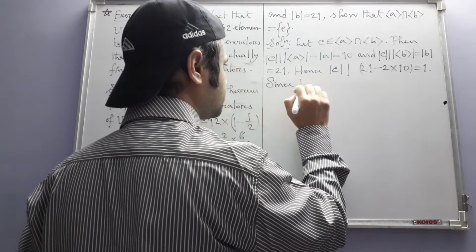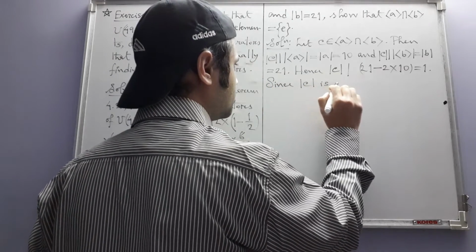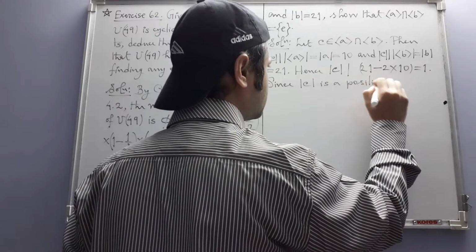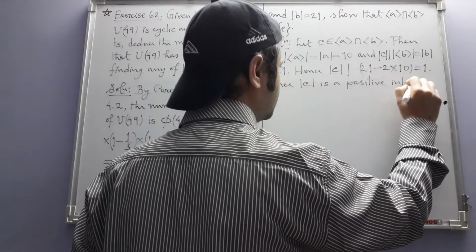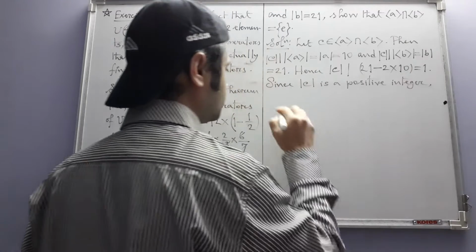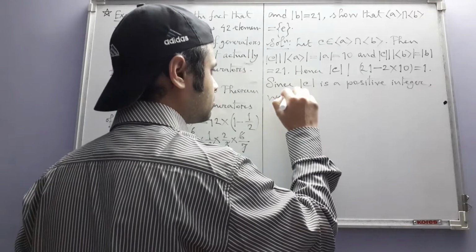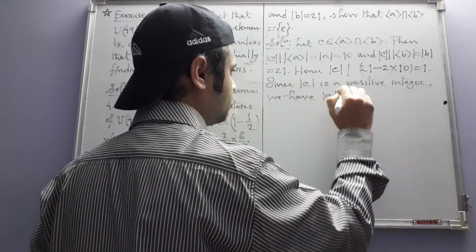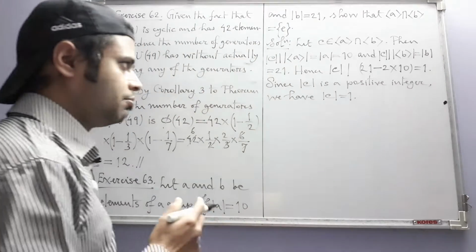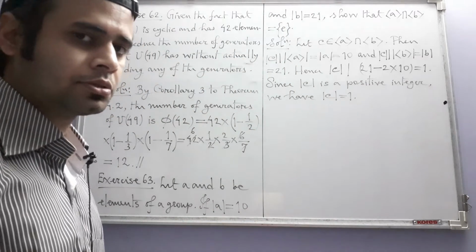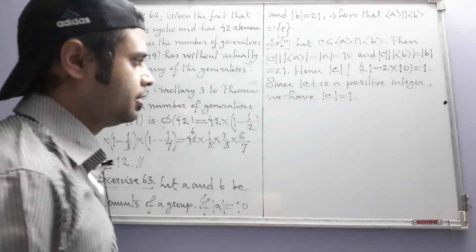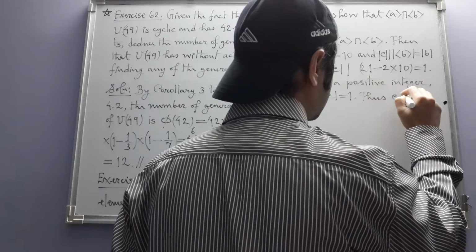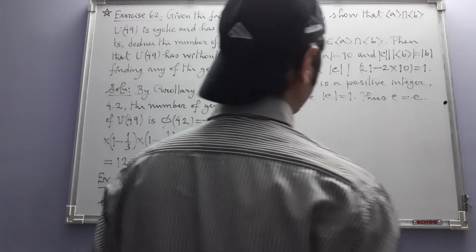Now, since the order of C is by definition a positive integer, whatever it is, we have the order of C equal to 1. But there is only one element in any group whose order is 1, namely the identity element. Thus, C is the identity element.